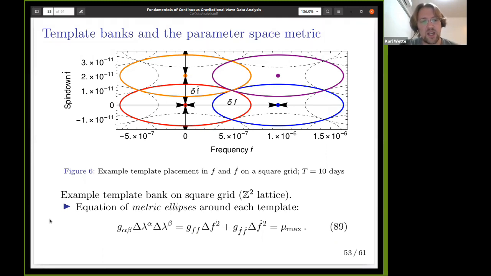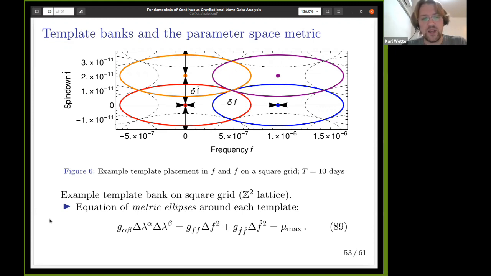So this is giving a little example of how you work out the spacing for a square grid. Here I've done a little cartoon of a template bank in frequency f and spin-down f dot. As you can see, it continues out to infinity, but I've highlighted some templates in various colors, and I've indicated the spacing between the template points. The equations for these ellipses are called the metric ellipses, and they're basically plotting this equation where you set the metric equal to our chosen mu max, which you can write explicitly in equation 89.